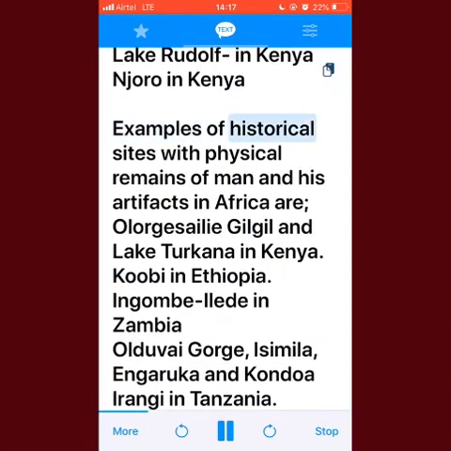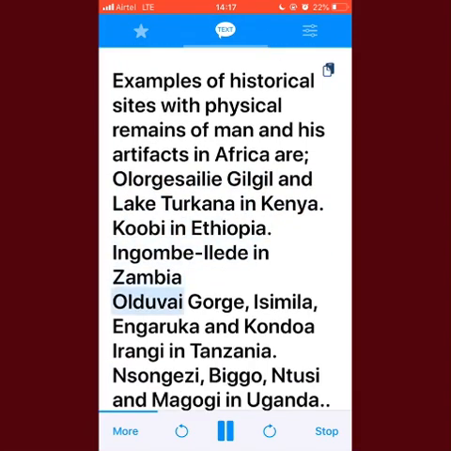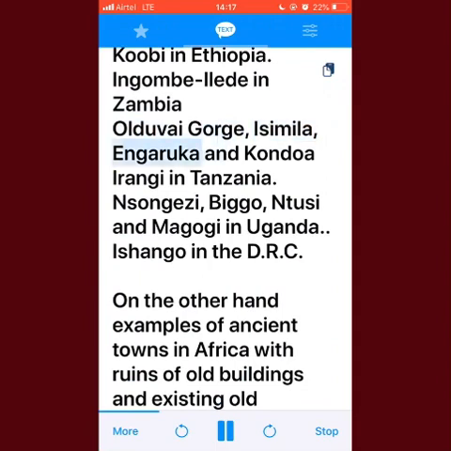Examples of historical sites with physical remains of man and his artifacts in Africa are Olorgesailie, Gilgil and Lake Turkana in Kenya; Kubi in Ethiopia; Ngombilid in Zambia; Olduvai Gorge, Isimila, Ngaruka and Kondoa Irangi in Tanzania; Nzanzibar, Bigo, Ntusi and Magaji in Uganda; Ishango in the DRC.